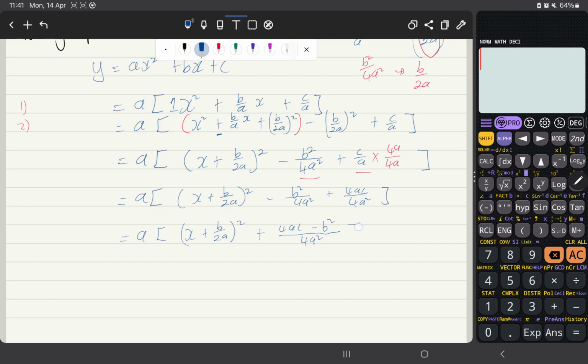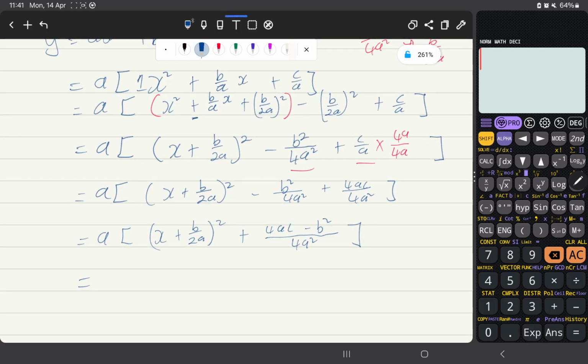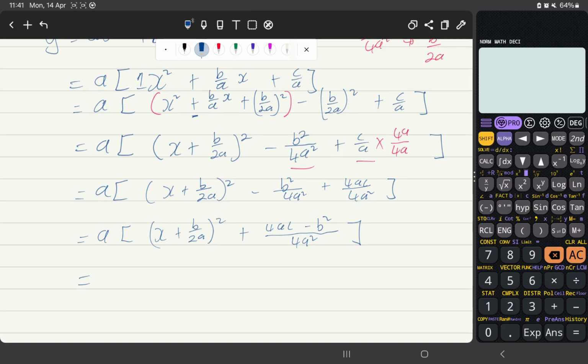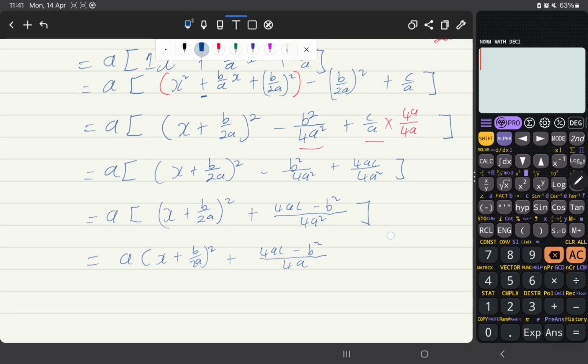Okay, cool. Now I'm gonna have to multiply the a. I almost removed the brackets and I forgot. That a goes through everything. So now I multiply the a, it's gonna be a times (x plus b over 2a) squared, plus 4ac minus b squared all over 4a, because this a is gonna cancel out with the a squared. We just have the a. So we are done now.